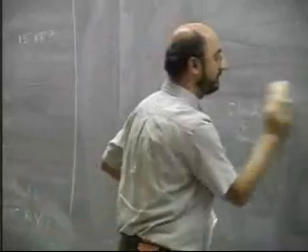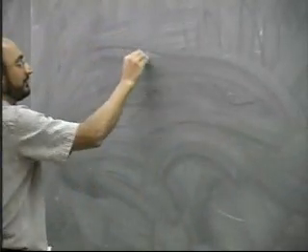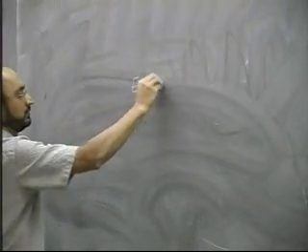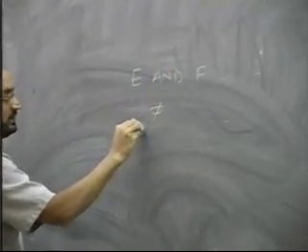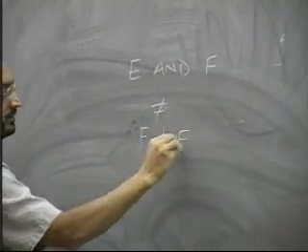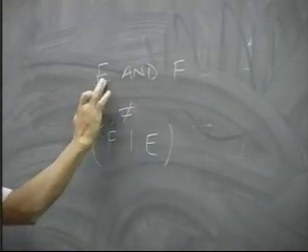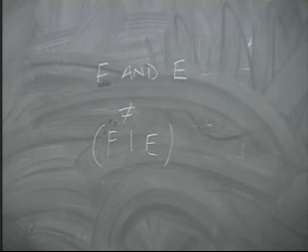Now, I want to emphasize that F and E is not equal to F given E. This is a confusion that many people make. F and E means that F happened and E happened.